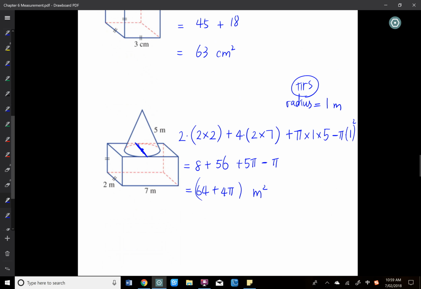Okay, the second one is a little bit tricky. Why is it a little bit tricky? First of all, let's have a look. This is a cone and a rectangular prism. So we lose the base. And it also hides a circle, the base circle. You need to subtract the base circle from the rectangular prism.